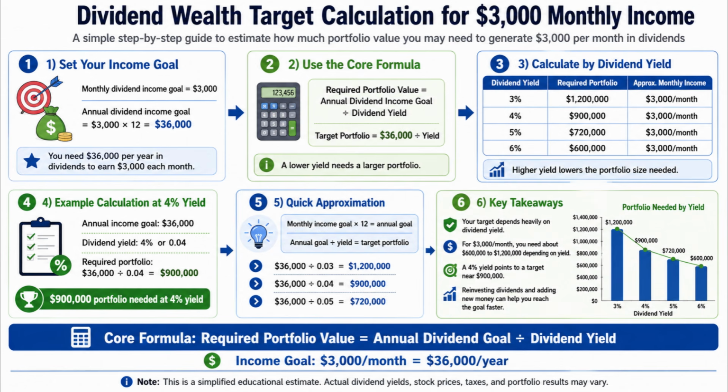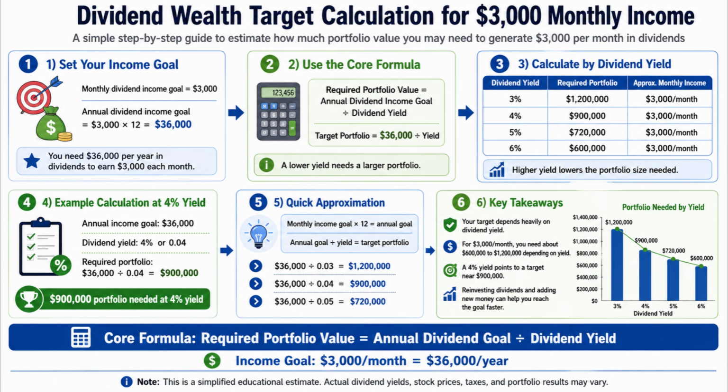Next, we use the core formula to calculate the portfolio value needed for this income goal. The formula is very simple. Required portfolio value equals annual dividend income goal divided by dividend yield. So, if your annual dividend goal is $36,000, your target portfolio will depend on the dividend yield you expect from your investments. After that, we calculate the required portfolio at different dividend yields.